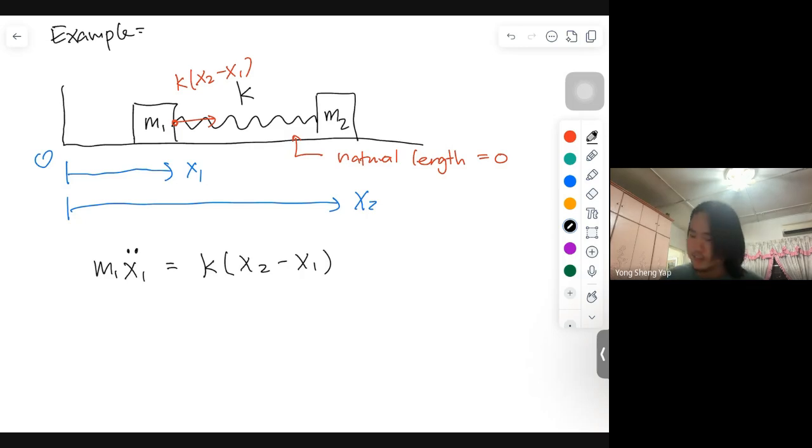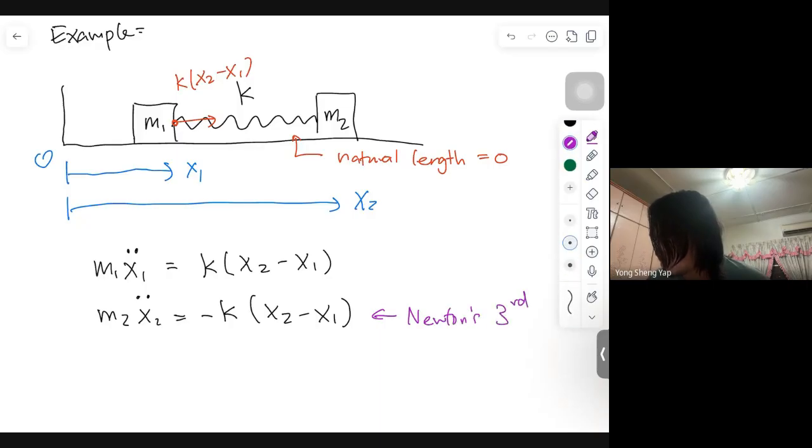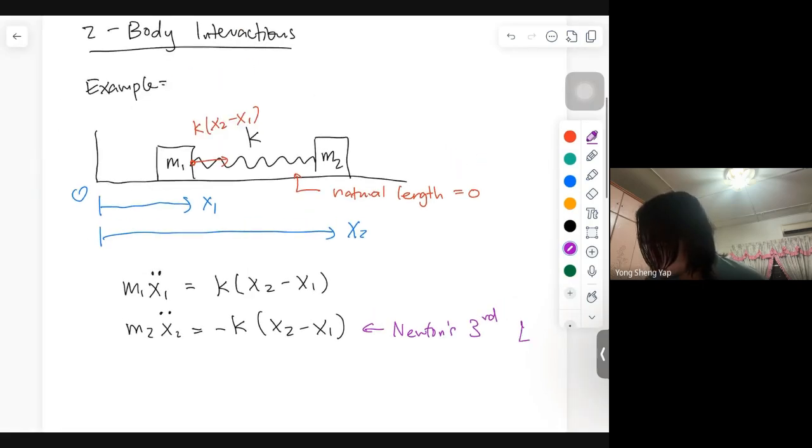Then for mass 2, the same thing happens. This time you don't even need to analyze direction, because you know that the spring connecting the two is an internal force of the system. So this must be negative k(x2 minus x1), and this is just from Newton's third law.